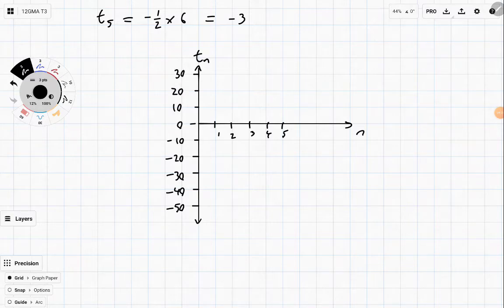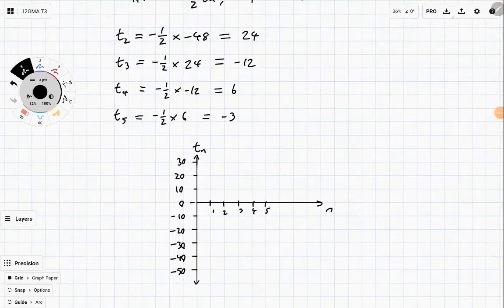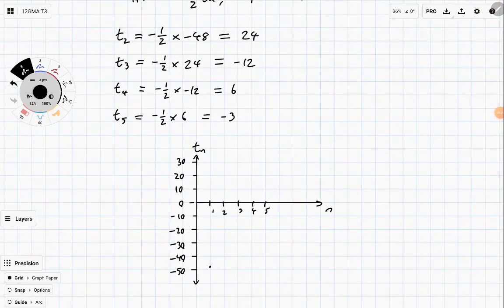Alrighty, so let's plot the points in. First point, 1, negative 48. Second one, 2, 24. 3 is negative 12. 4 is 6. And 5 is negative 3. And you can actually see that this time you get that ping-ponging effect like we saw when r was equal to a half, but this time it ping-pongs towards the x-axis.